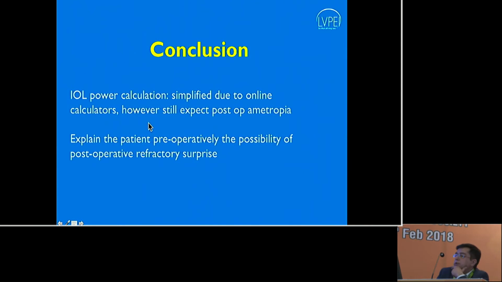So to conclude, IOL power calculation is simplified due to the online calculators. However, you still cannot always expect post-op emmetropia, and it's very, very important that you discuss this possibility with the patient preoperatively, that you might end up with some kind of a refractive error after the surgery. You cannot always be within 1 diopter all the time.